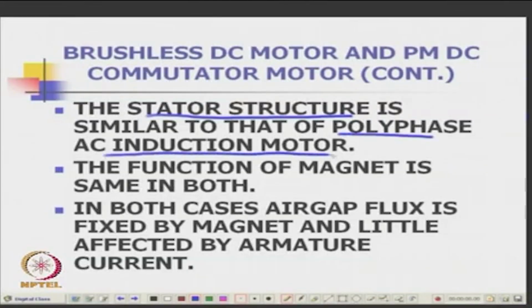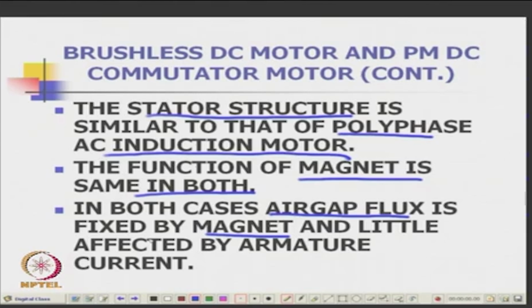The stator structure is similar to a polyphase induction motor. You can have a 3-phase winding and a stator structure like that. The function of the magnet is the same in both, relative motion. Only thing, one time the magnet is stationary, another time the magnet is rotating. In both cases, the air gap flux is decided by the magnet, but on one side that flux wave is rotating with the magnet, another time the flux wave is stationary with the magnet. And they may be a little affected by the armature current. Armature current may to some extent cause a reaction called armature reaction, which will distort the magnet flux.